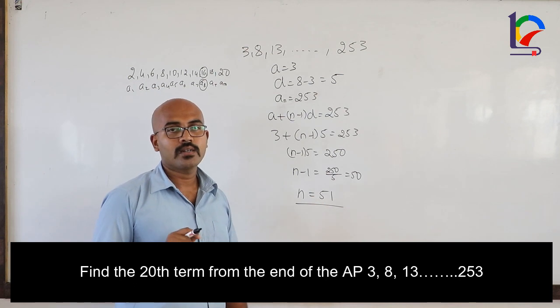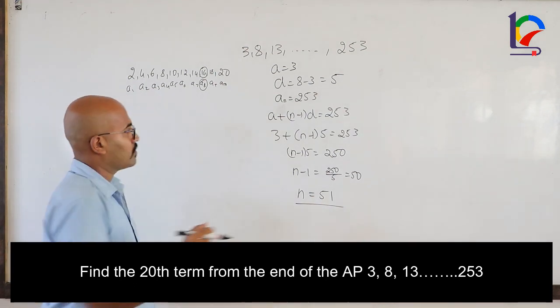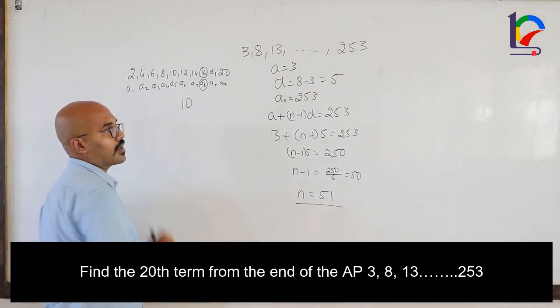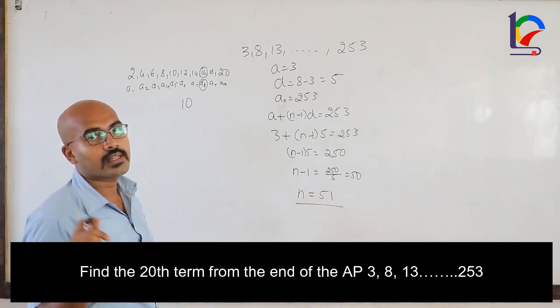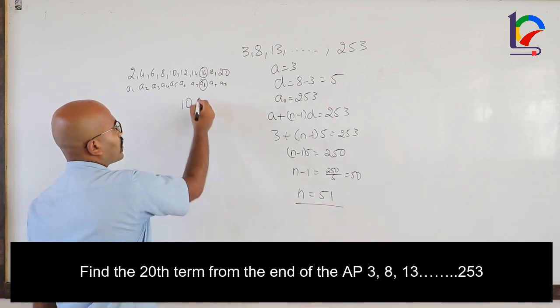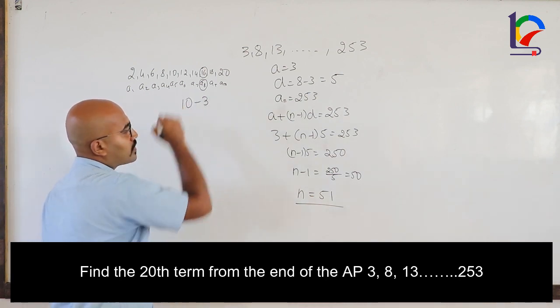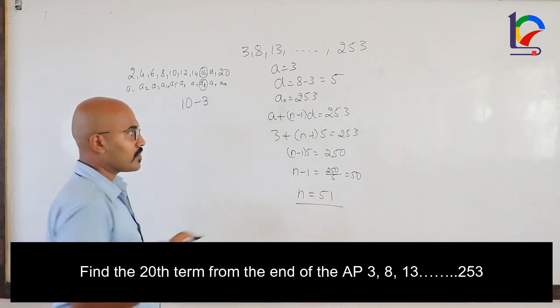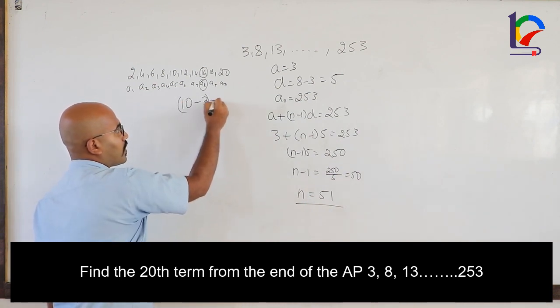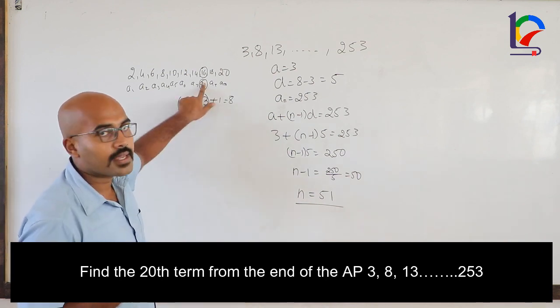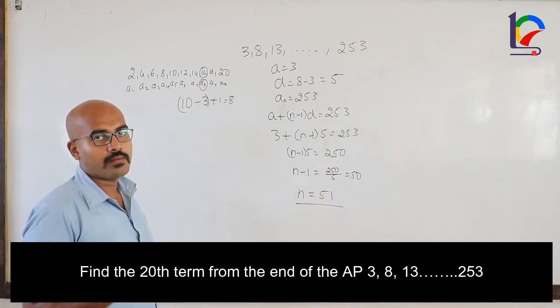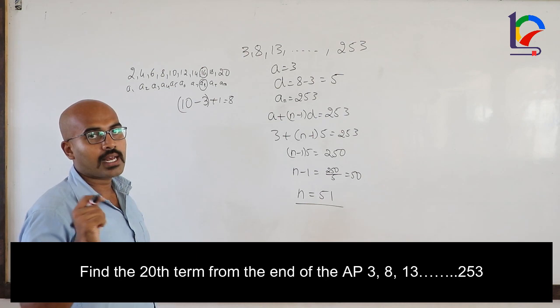How did you get that? You know the total number of terms, that is 10. So if you want to find the third term from the last, what you do is subtract 3 from it, then add 1 to it, so you get 8. So that is the 8th term. Take one more example, 7th term from the last.